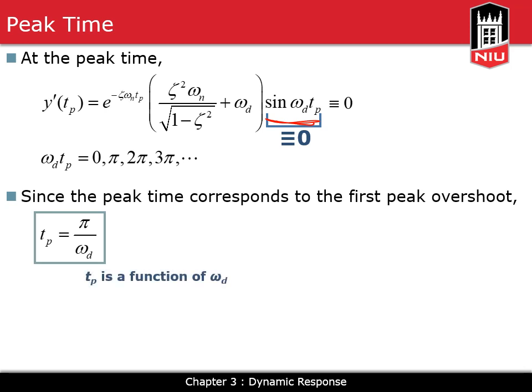So when omega d times Tp equals pi, then you can just divide both sides by omega d. That means Tp is pi over omega d. Very simple equation. This is our third equation, the equation for finding Tp. Omega d does not directly show up in the standard second order transfer function. The main parameters are zeta and omega n. But if you remember from the first lecture on chapter 3, omega d can be found as a function of zeta and omega n.